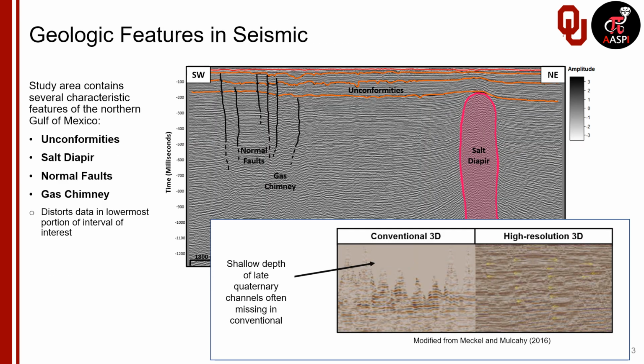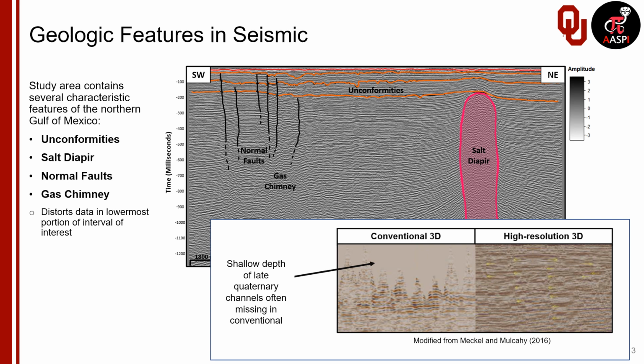This is an example of what the data looks like. In the back, I'm showing our seismic data itself. We've got plotted in grayscale some normal faults on the southwestern side, a salt diapir, some noise from a gas chimney, and then those orange unconformities, which is what I'm going to be focusing on.